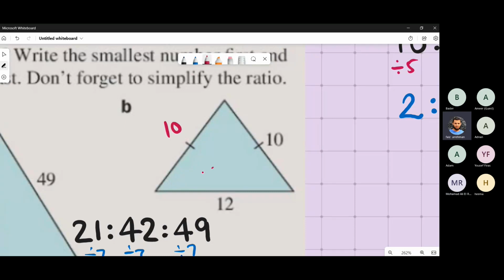So what will be the answer? What will be the ratio? 10 to 12. Not 12 first, but 10 to 12, in order. Yes, 10 to 10 is the other ratio.